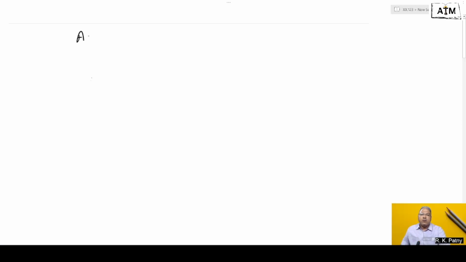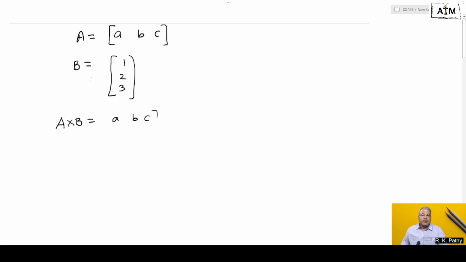Suppose we have a matrix A equals to A, B, C and matrix B equals to 1, 2, 3. Now we need to multiply A into B, the product of matrices A and B. So first of all, write it like this.